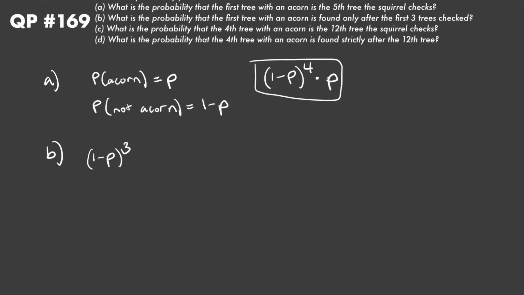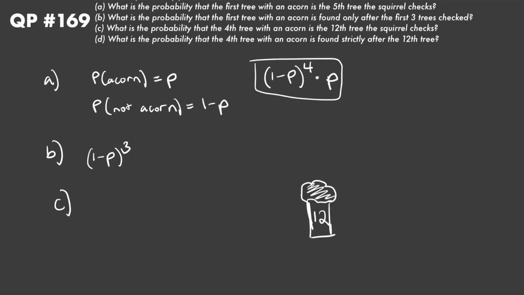Part C and part D are a little bit more interesting. Let's do part C first. So here we want to find the probability that the 4th tree with an acorn is the 12th tree the squirrel checks. So if this is tree number 12 over here, the 12th tree that the squirrel checks, we need to find an acorn under this tree. That's going to happen independently with probability P. So we know we need to find an acorn in the 12th tree that we check, but we want it to be the 4th acorn that we find, right?